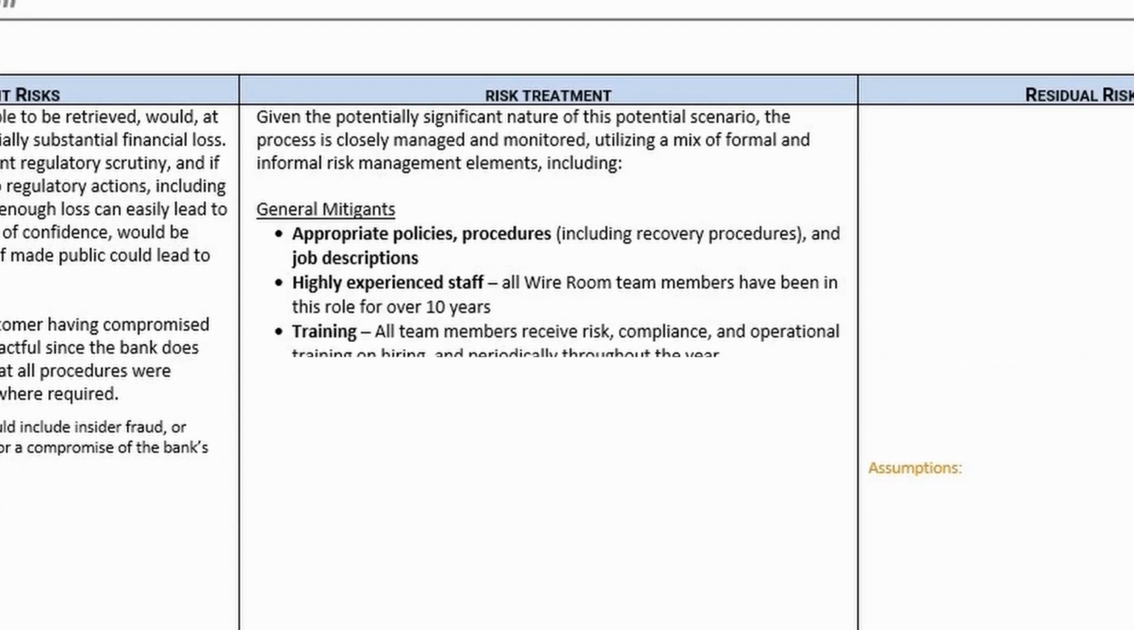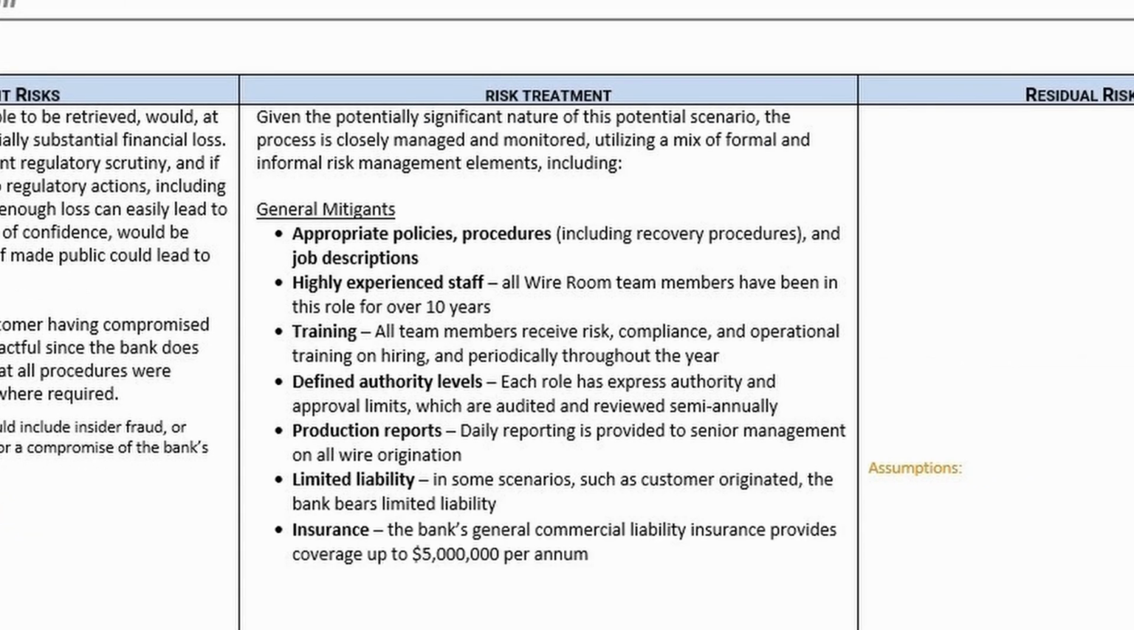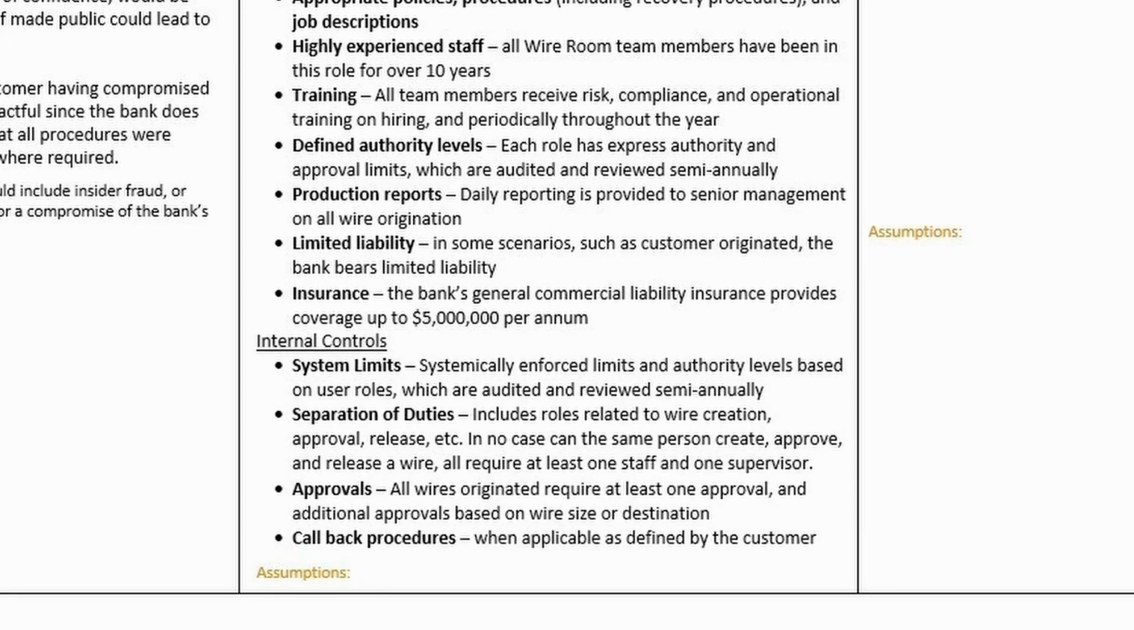Well, we would start with general mitigants, which is appropriate policies and procedures, including recovery, highly experienced staff, we have training that is conducted, defined approval authority levels, production reporting, maybe some limited liability in some scenarios where, say, things are customer originated, and certainly insurance for certain events. Again, these are some of the more subjective mitigants. And then certainly on the control front, we could evidence that there are systemically enforced limits and authorities, separation of duties around creation and approval, required approval steps as part of the process, maybe callback procedures when applicable.